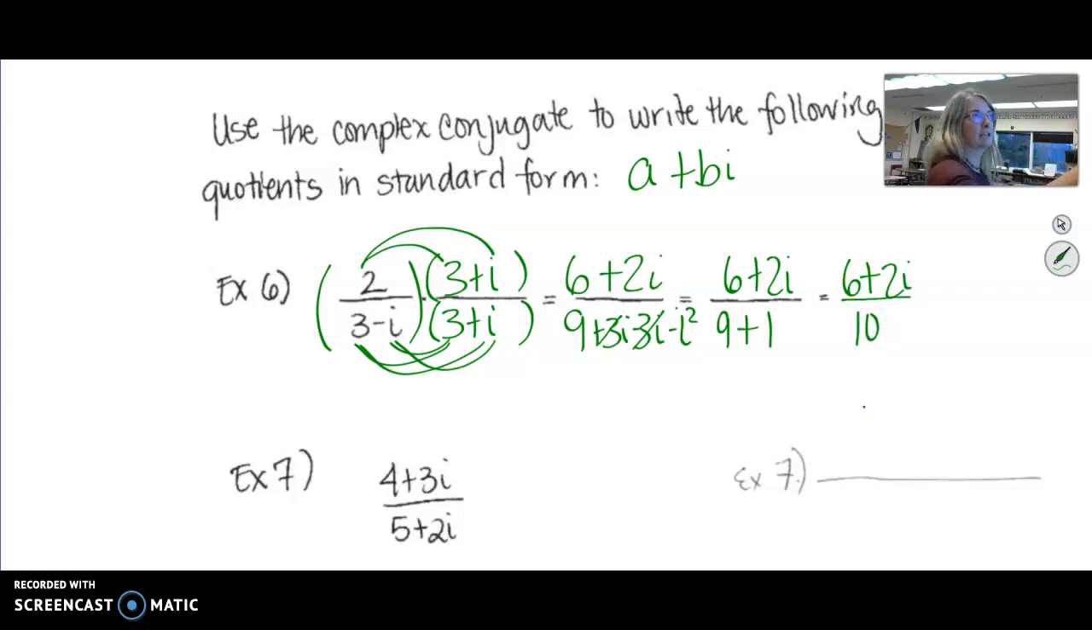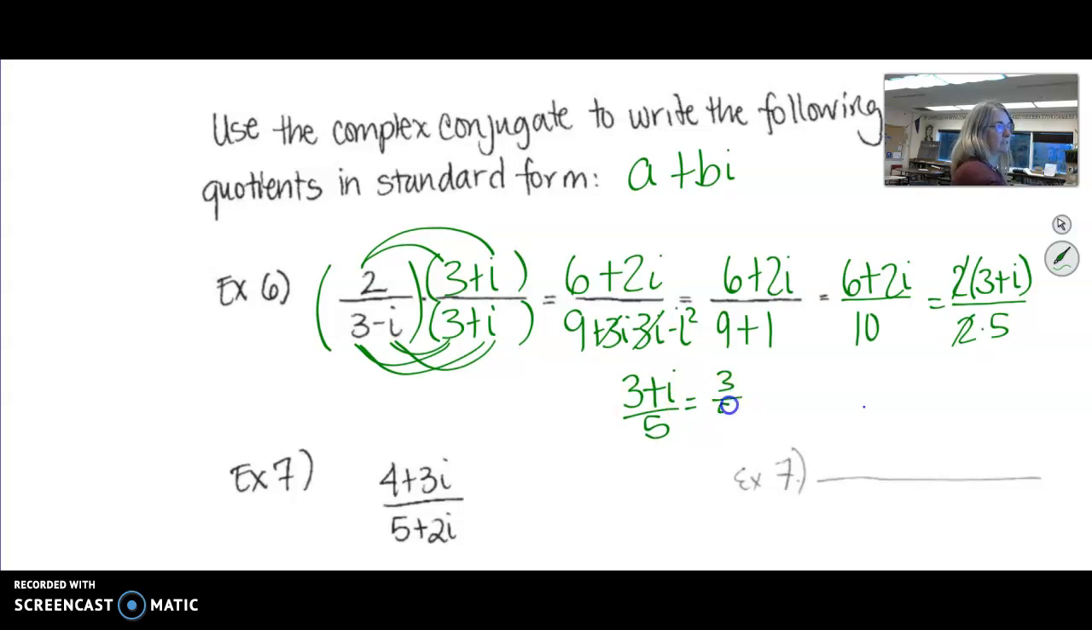Now I can factor out a 2 out of the top, and that would leave me with 3 plus i, and I can factor out a 2 out of the bottom. The 2's cancel out, so this in simplified form is 3 plus i over 5. Or you can write 3/5, that's the real part, plus the imaginary part is i over 5.